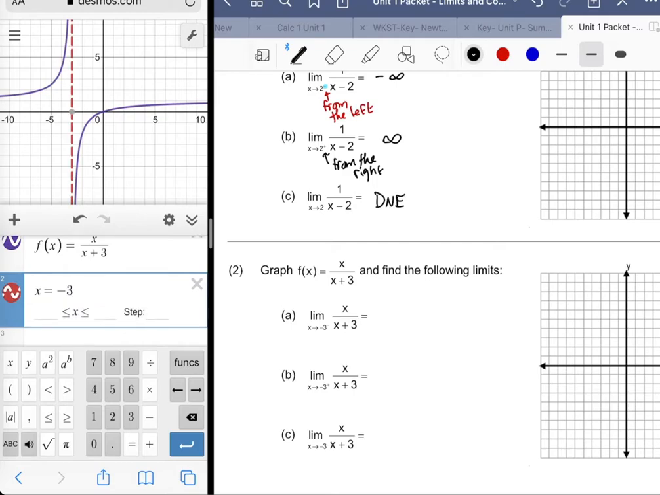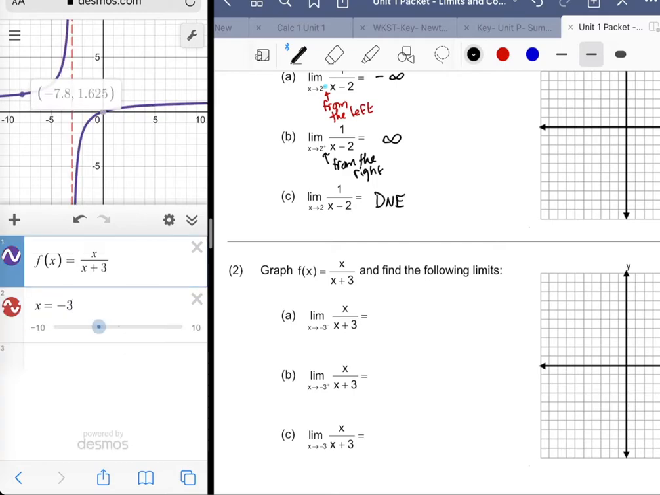It's the same idea. Coming in from the left, we're going up forever: infinity. Coming in from the right, we're going down forever: negative infinity. They do not agree, so it's DNE.